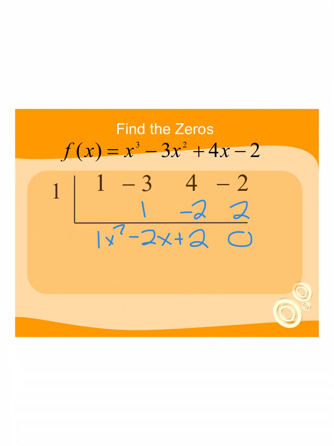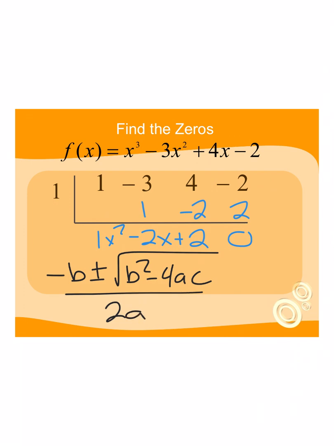It's not going to factor very easily, so we have to turn to one of our old tools, the quadratic formula. And just to remind you guys of the quadratic formula, it is -b plus or minus the square root of b squared minus 4ac all over 2a. All right, I'm going to need some more space to finish this, so we're going to finish this on the next slide.